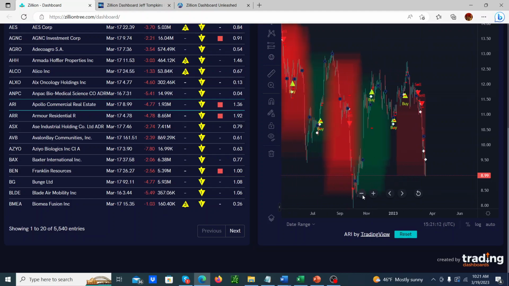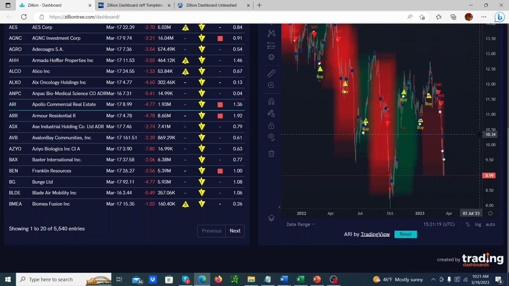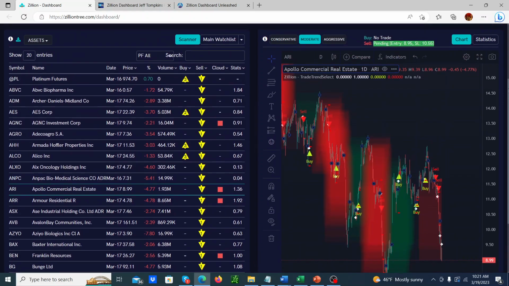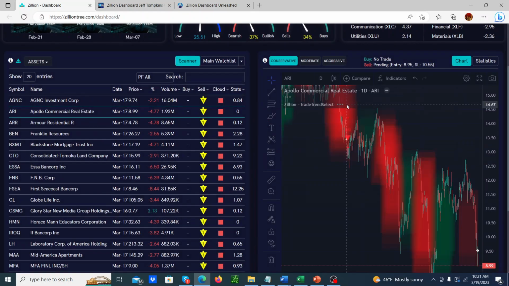Here we go. So zoom out. Yeah, so you can start to see a bigger section. Now, what's important here is I have it on what they call the moderate section. Now the moderate is different from these two. So if we click on the conservative, you get a different picture.